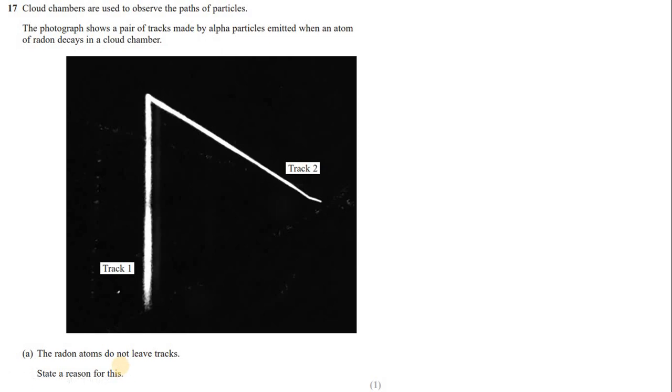Remember, when we talk about tracks of particles in a magnetic field, we have a track only if the particles are charged. If some particles are uncharged, with no charge, or neutral, they do not leave a track. So radon is not leaving any track. That means radon is uncharged, or there is no charge on the radon atom.